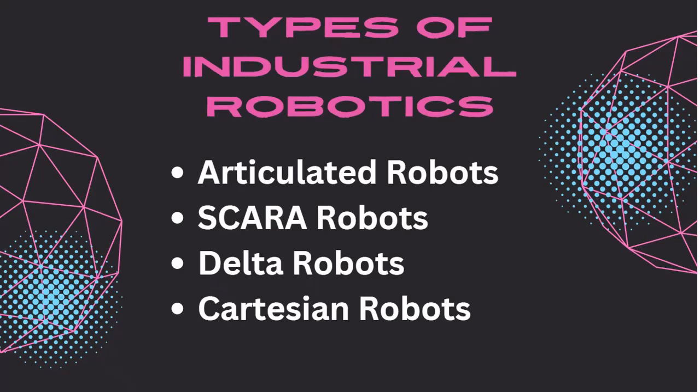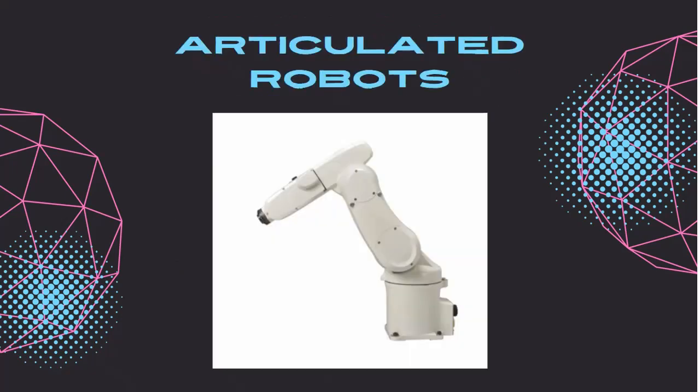So, types of industrial robotics. We have the articulated robots, SCARA robots, Delta robots, and Cartesian robots. When we say articulated robots, their mechanical movement and configuration closely resembles a human arm. The arm is mounted to a base with a twisting joint.